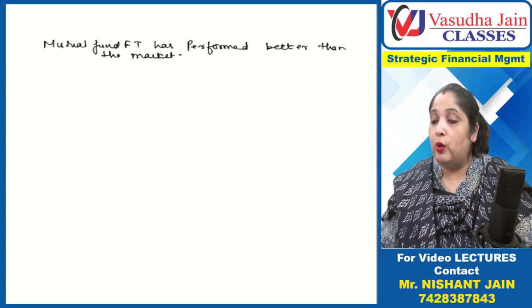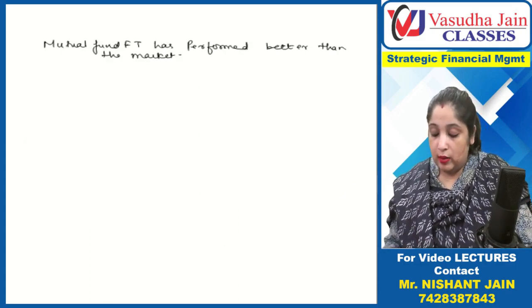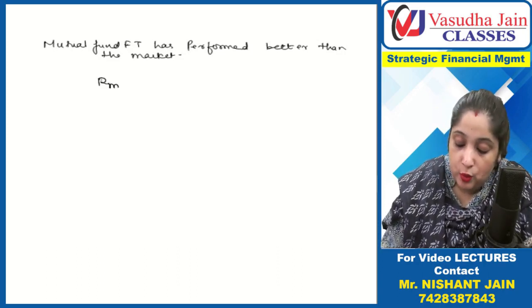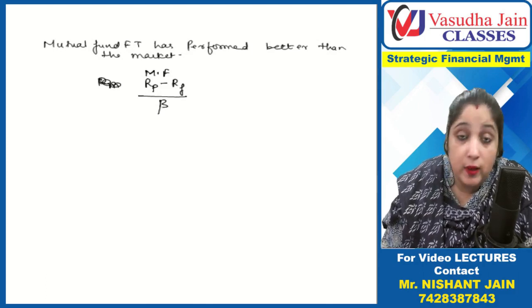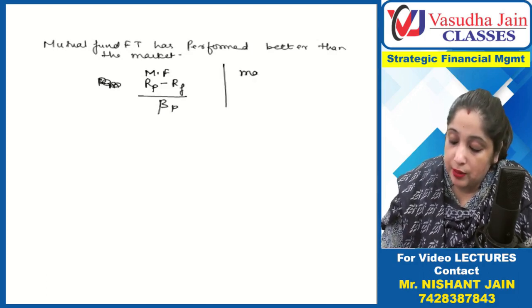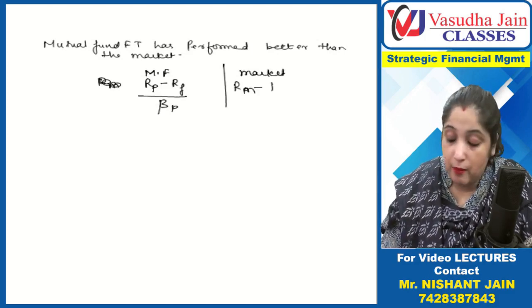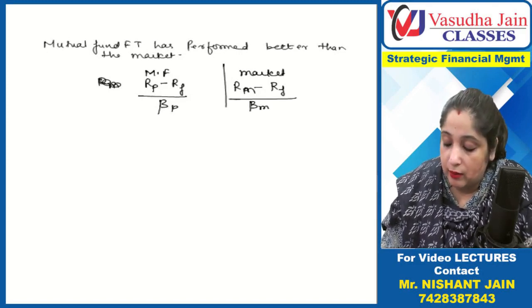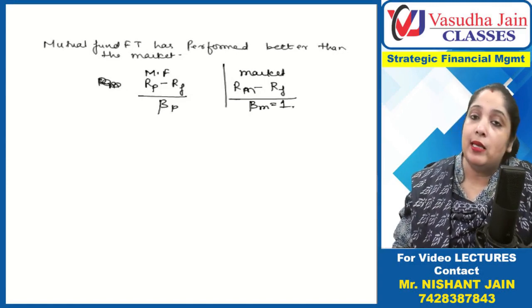So basically what do you have to finally memorize? The formula that you have to memorize: for mutual fund, you have to compute RP minus RF upon beta of the portfolio. And for market, it is RM, return from market, minus RF divided by beta of market, which is obviously 1. No need to say it many times. It is obvious. Beta of market is 1.